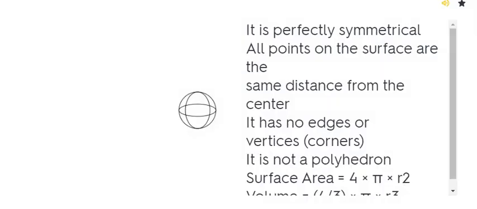Sphere. It is perfectly symmetrical. All points on the surface are the same distance from the center. It has no edges or vertices. It is not a polyhedron. Surface area equals 4πr². Volume equals 4/3πr³.